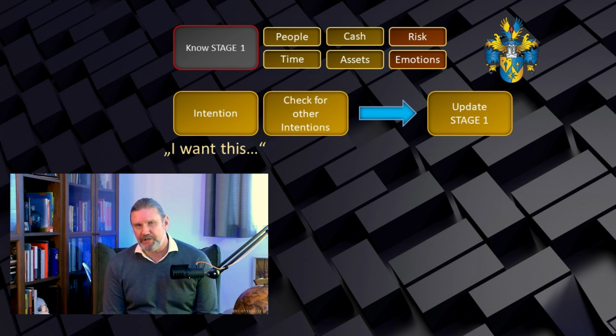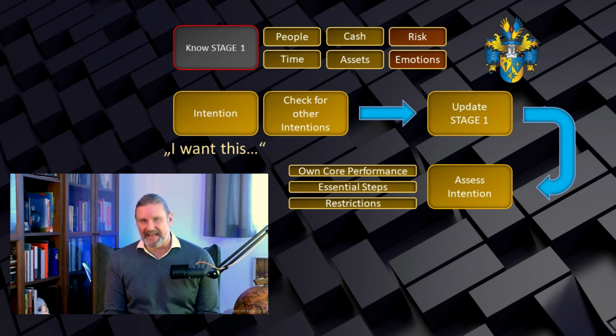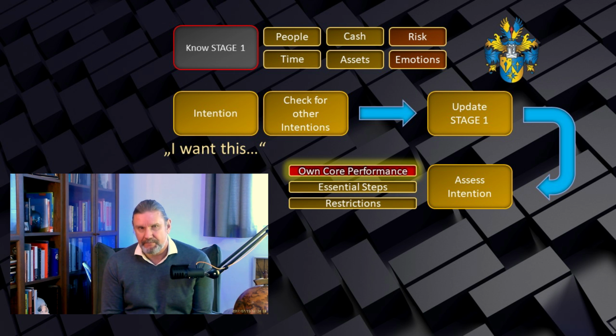And as a leader, you know that every new intention is embedded into your current reality, and therefore you quickly update stage 1. And again, you do this update to check if there are resources available to realize your intention. Having done that, you look at the intention. You assess the intention and ask what is the own core performance you have to deliver with your team. Probably you remember that we talked in this context also about the definition of done. Recall that.